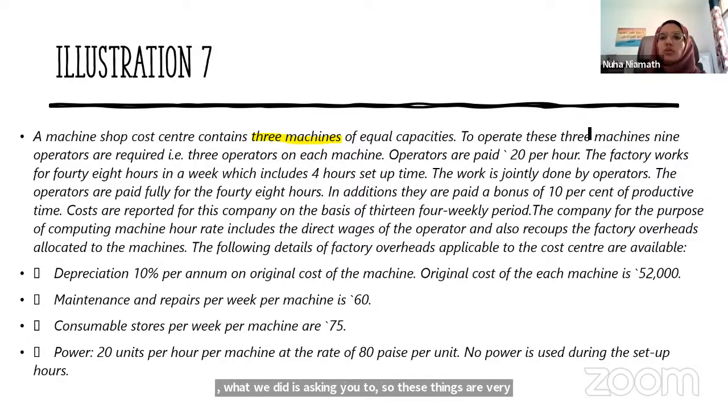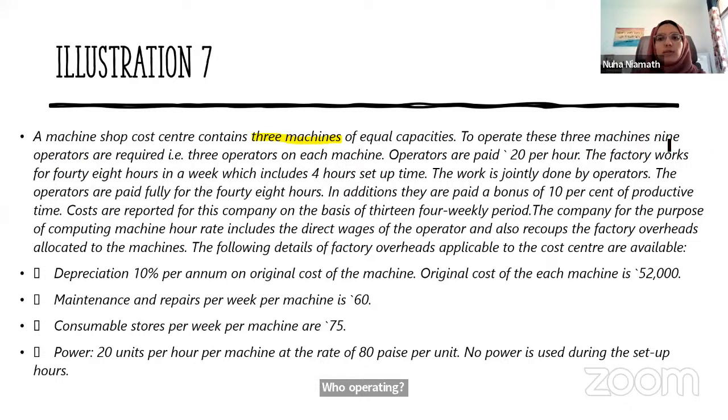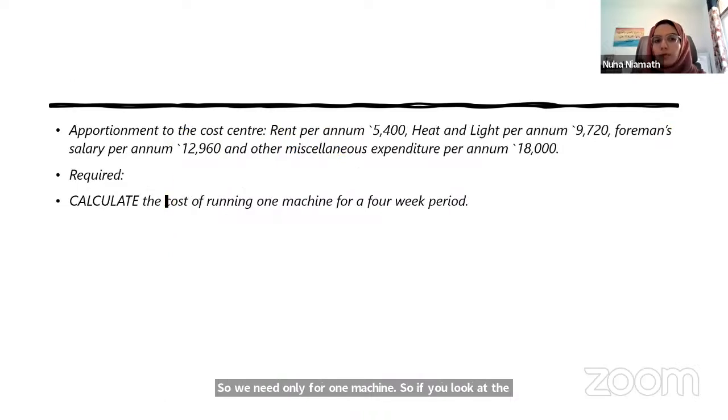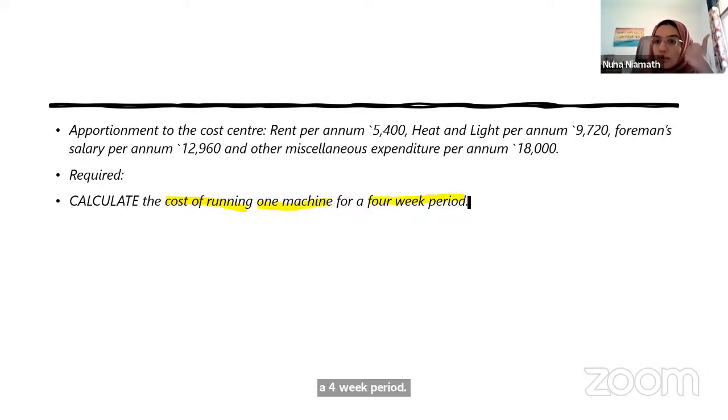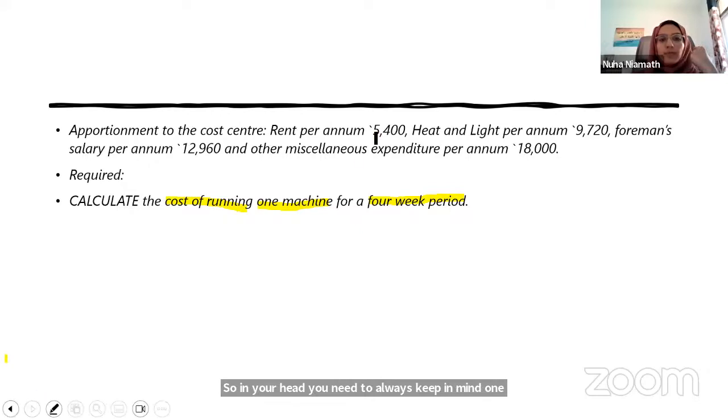So here, the question already says that a machine shop cost center contains 3 machines of equal capacities. To operate these 3 machines, 9 operators are required, 3 operators on each machine. So we need only for 1 machine. Before I get into the depth of the question, calculate the cost of running 1 machine for a 4-week period. So in your head, you need to always keep in mind 1 machine, 4-week period. What are the expenses?